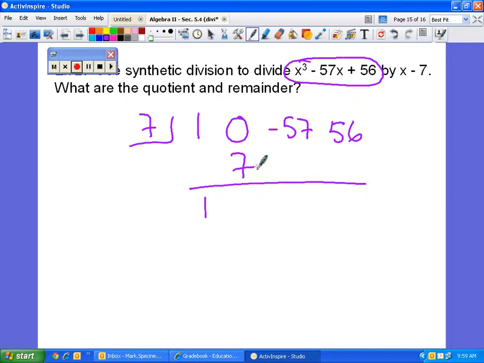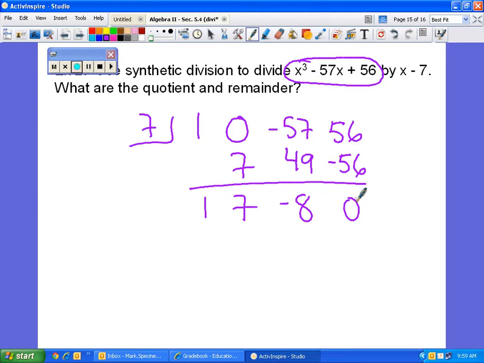Since it's above the line, we add. 0 plus 7 is 7. And now we multiply. 7 times 7 is 49. And now we add, thank you Alex, -8. -8 times 7. Nope. -56. And now we add these, and what do we get? 0. We get 0. So that tells us that this problem does not have a remainder.